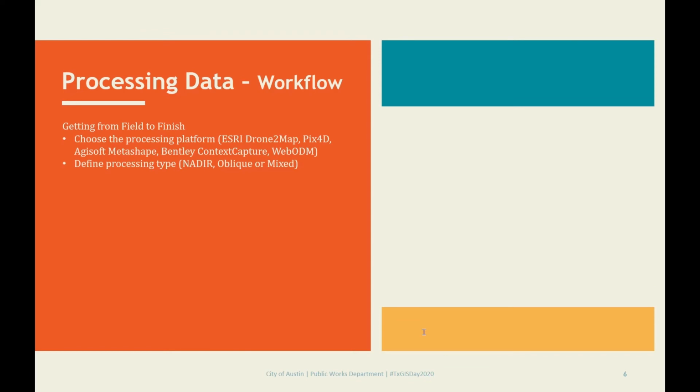The next step is to define the processing type, what you try to achieve out of the data. Do you want to achieve an orthomosaic? Do you want to get a point cloud, as in the 3D model? Or do you want to make a mix of it? Some of the software allows for specific 2D processing, sometimes it allows for 3D, and the parameters for processing the data are customized based on the choice of the user.